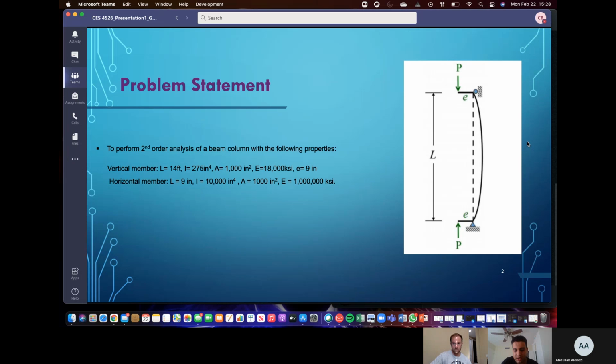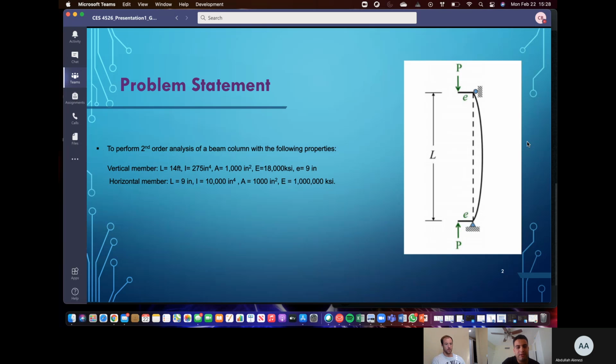So our structure has a vertical load applied with properties of, for the vertical member, a length of 14 feet, moment of inertia of 275 inch to the 4. The cross section is 1,000 inch square, the modulus of elasticity 18,000 ksi, and eccentricity of 9 inch for the rest of the problem.